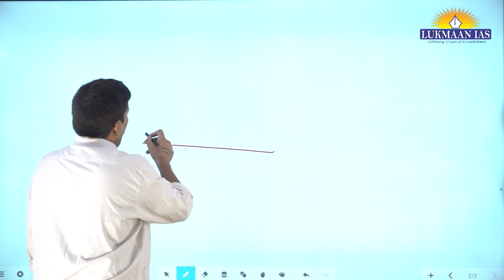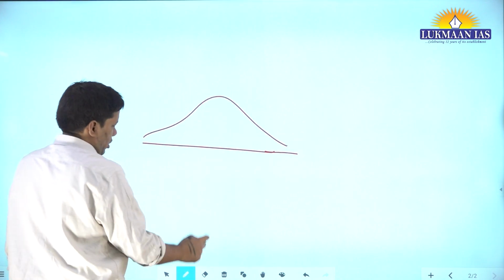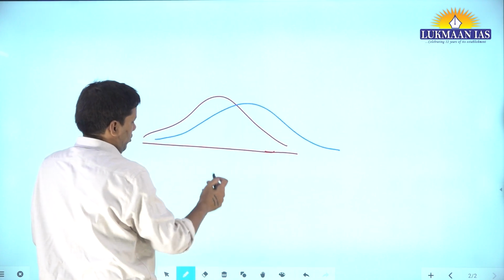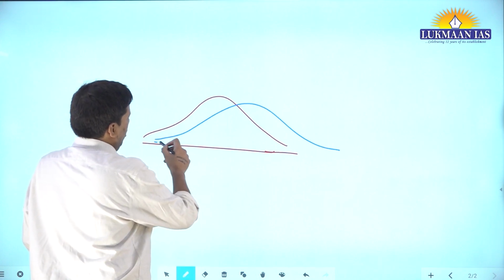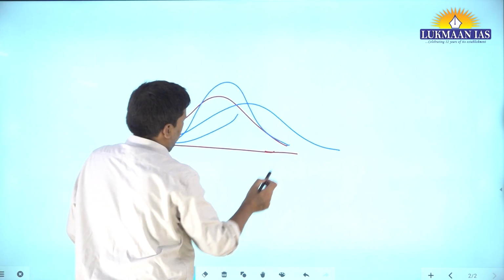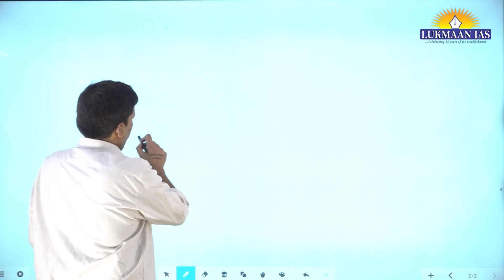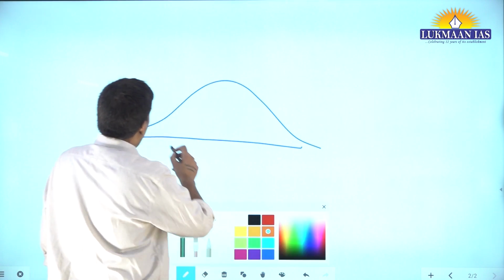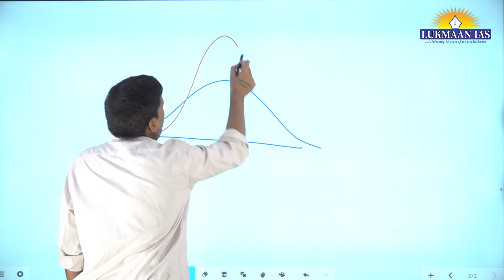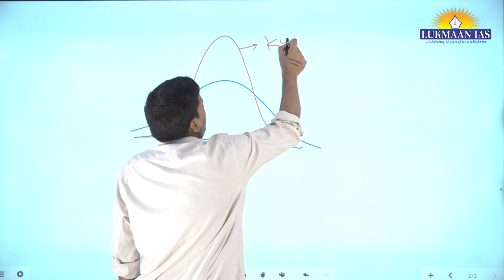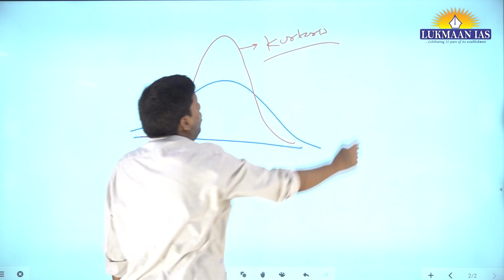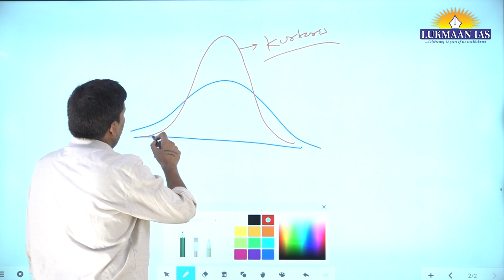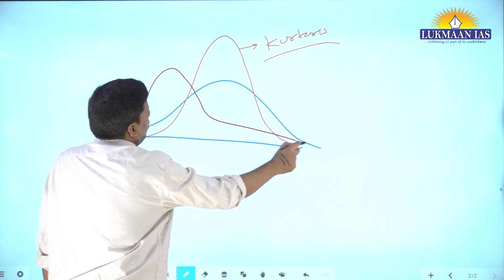Let's say this is not a normal distribution. This is skewed. Okay, why am I not able to draw it? Just a minute. This is a normal distribution. Now let me draw it. This is your kurtosis, your fourth moment. Your third moment is your skewness.